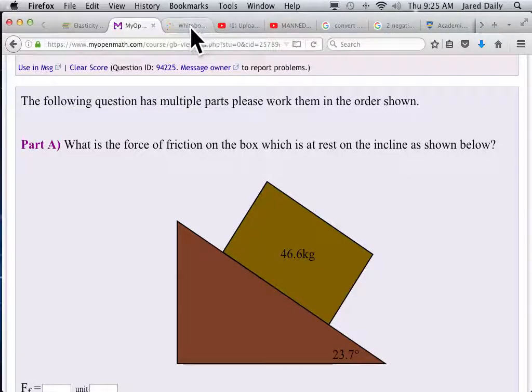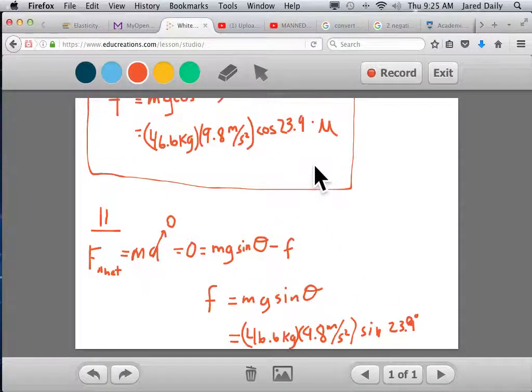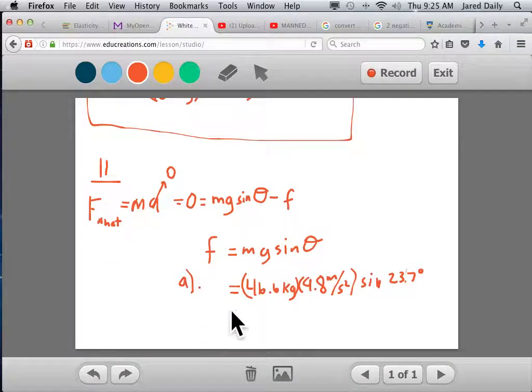23.7, you're right. Now I got a race. And this is telling you the force of friction. This is going to tell me my frictional force. 23.7 degrees. Okay, so that's part A right here. We plug in the numbers. So let's plug in the numbers.